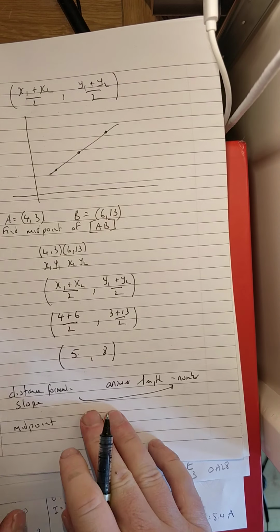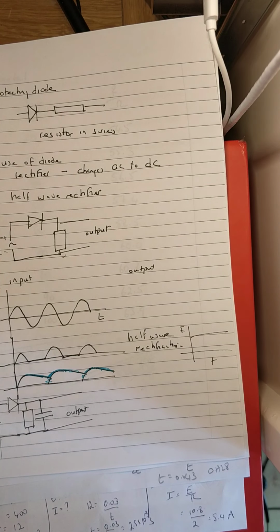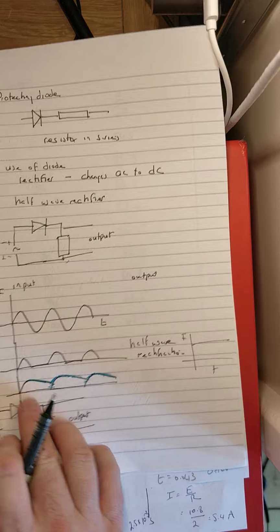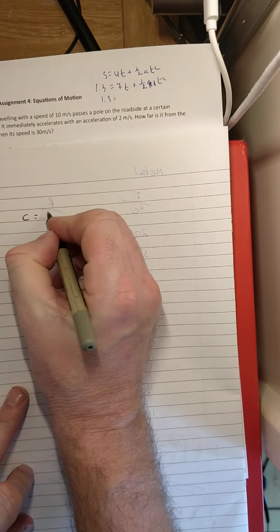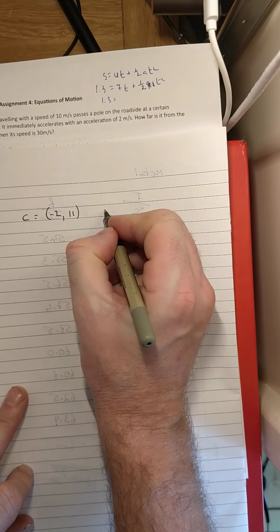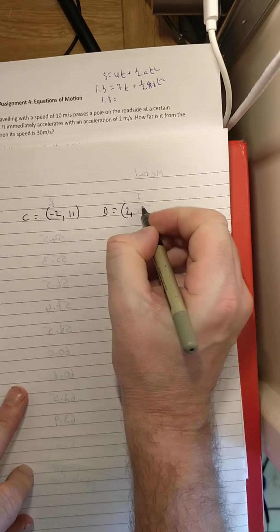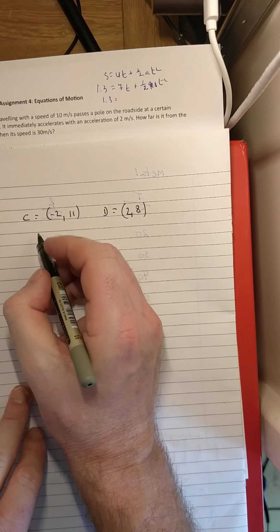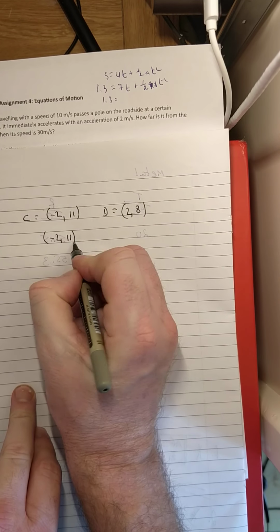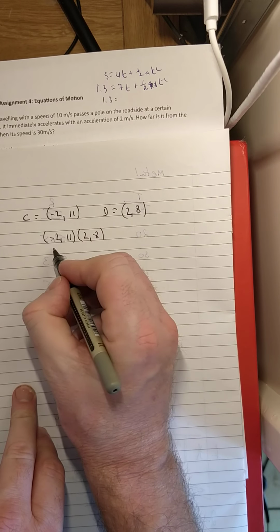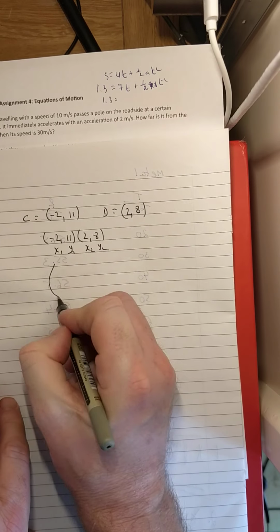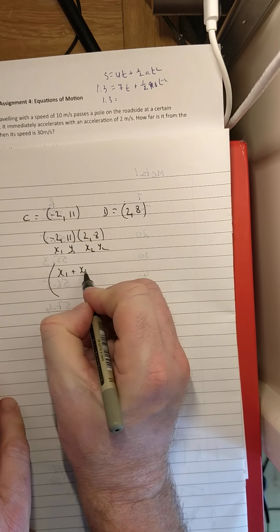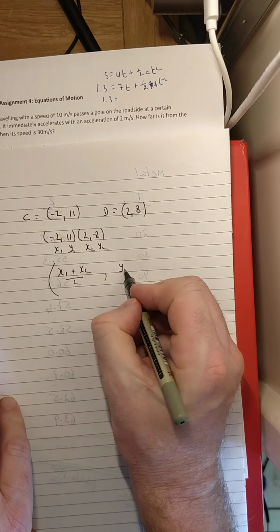Now we'll do one with negative values just in case. Okay, so let's take C equals (-2, 11), and D is equal to (2, 8). And there's plenty going on in this one. So, first step, as always, name them. Second step, write the appropriate formula. In this case, we're getting the midpoint. I didn't say it, but we're getting the midpoint.